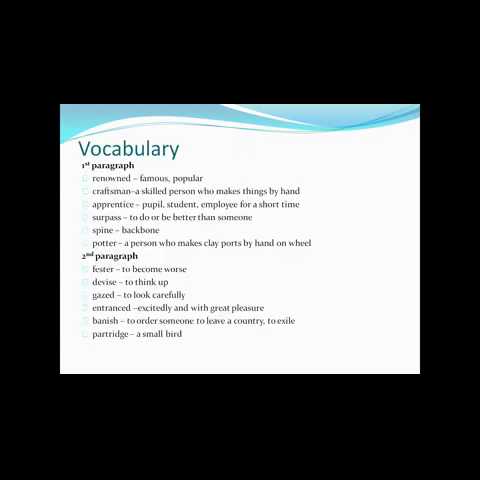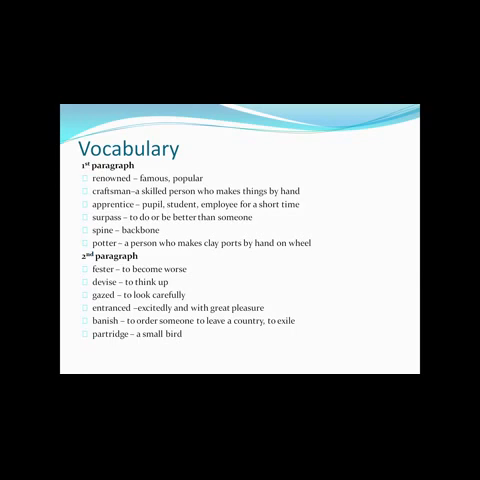So there is a list of vocabulary given here. You may have a look at it. The word renowned means famous, popular. Craftsman means a skilled person who makes things by hand. Apprentice means pupil, student, employee for a short time, the one who learns something from someone. Surpass means to do or be better than someone. Actually, Tellus surpassed his teacher, Daedalus.